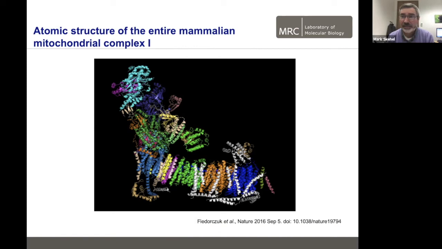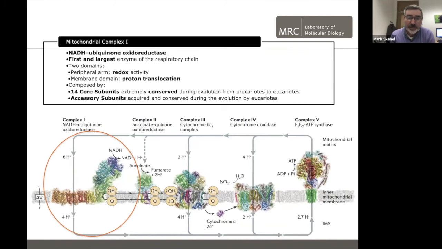So complex one is the first enzyme in the respiratory chain. Which I'm sure you all know, but what happens is that NADH binds at the top here, and electrons are transferred via FMN, flavin mononucleotide, and some iron sulfur clusters through this globular region. Those are transferred to ubiquinone. So you oxidize NADH and reduce ubiquinone. And that transfer of electrons carries a concomitant transfer of protons across the inner mitochondrial membrane and the establishment of this electrochemical gradient, which then drives the synthesis of ATP. Everybody at LMB has seen this numerous times, so we won't dwell on it.